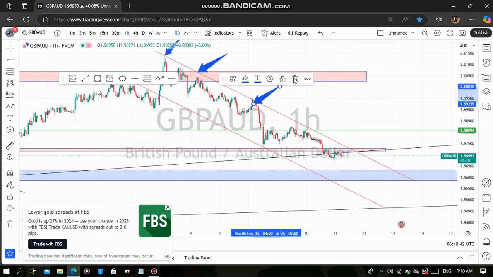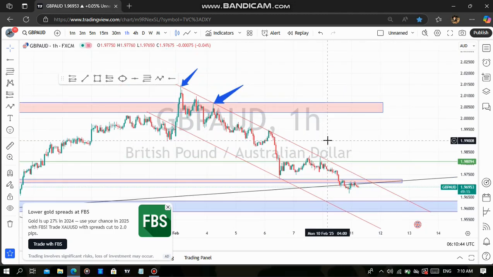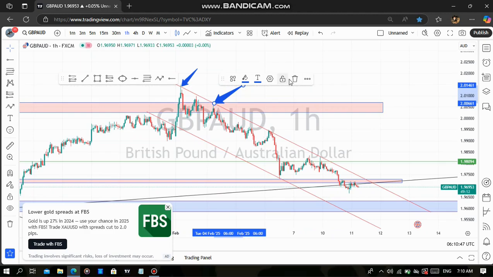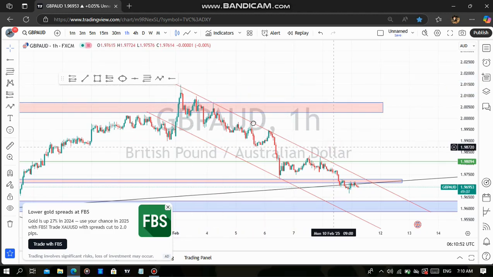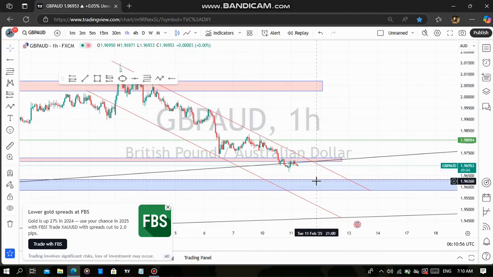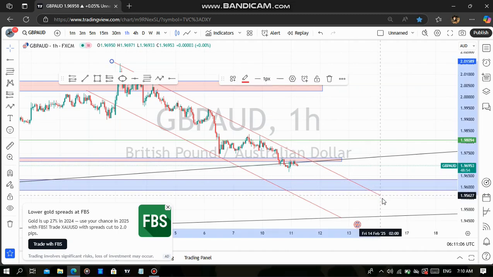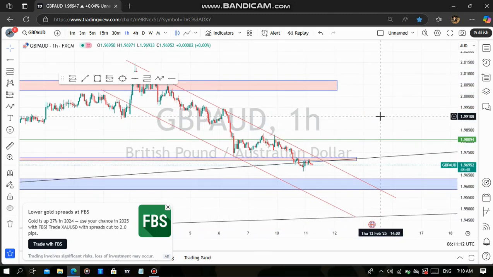GBPAUD. We know what to do here. We know what we are expecting. Let price move in any way, but once it gets to this downtrend line, wait for our confirmation. Our confirmation for entry is at least a rejection candle on H1. So once we have our rejection anywhere on this downtrend line, we take our sell trade. So that is that about GBPAUD.